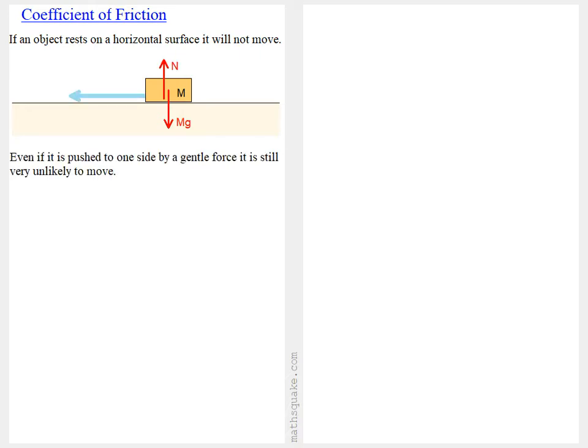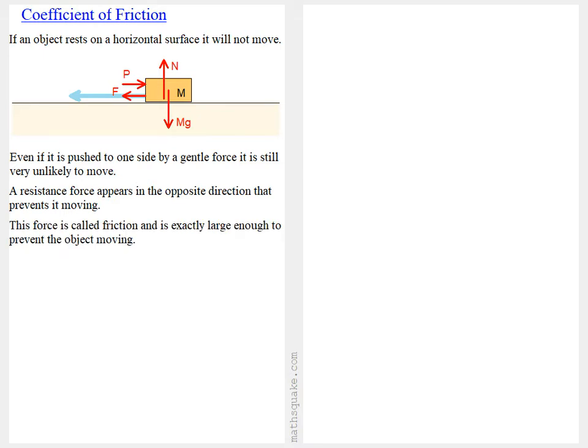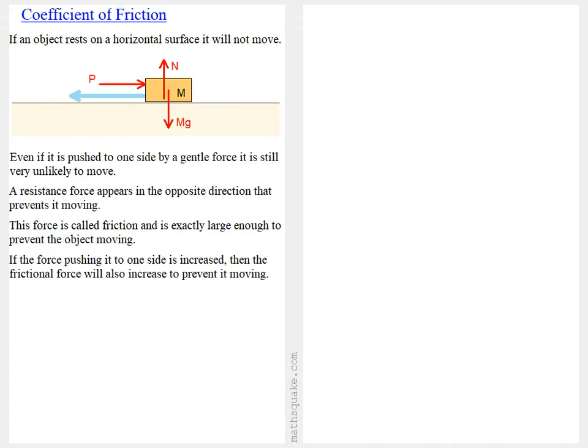Even if it's pushed to one side by a gentle force, it's still very unlikely to move. A resistance force appears in the opposite direction that prevents it moving. This force is called friction and is exactly large enough to prevent motion. If the force pushing it to one side is increased, then the frictional force will also increase to prevent it moving. And this can go on. We can increase the applied force, and the frictional force will increase by exactly the same amount.